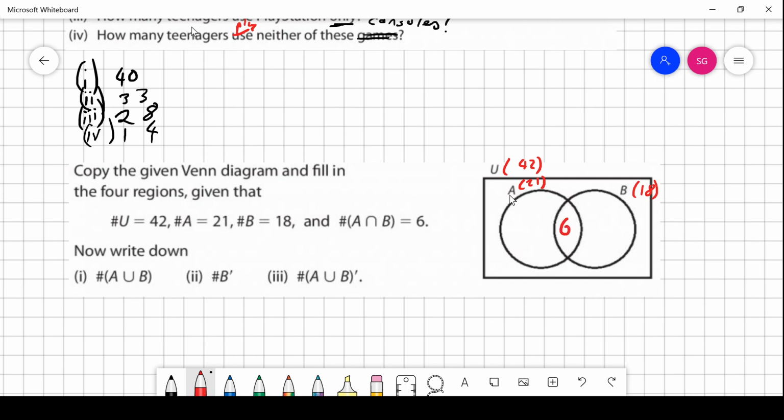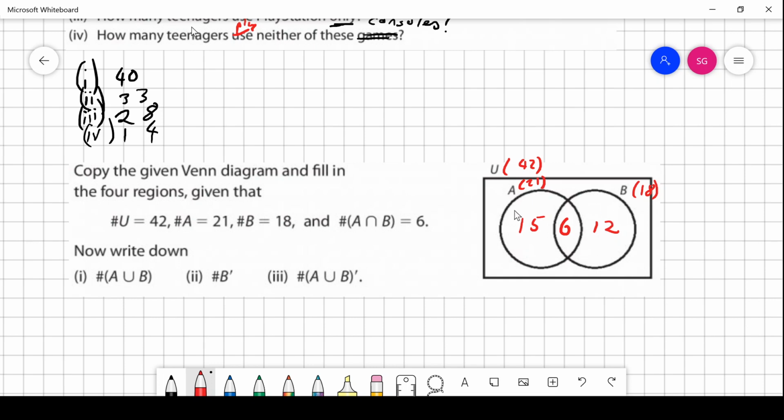So now we can go, okay, A is 21 in total. So this section here is going to be 21 take away 6, so 15 here. You can see these two added together make 21. This section here is going to be what we need so that these two values added together make 18. So 12 plus 6 equals 18, so that fits in fine. And how many do we have in total here? 15 plus 6 is 21, plus 12 is 33.